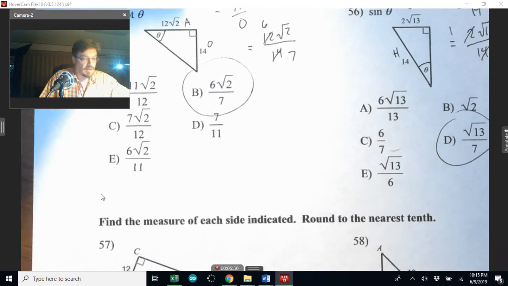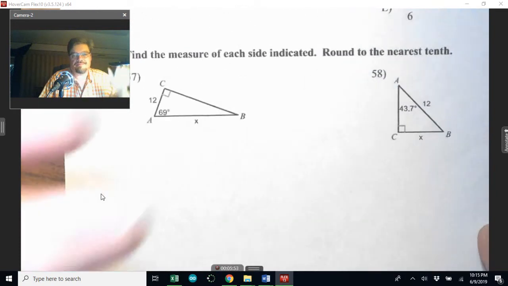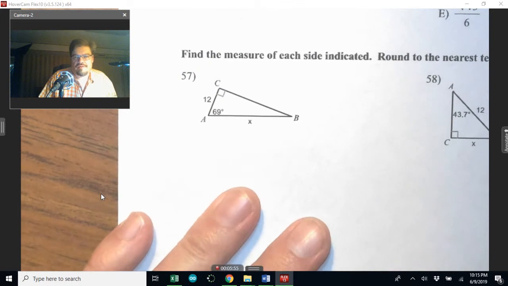What are we at? 5. Okay, I'm going to keep going. 57. Find the measure of each side indicated.